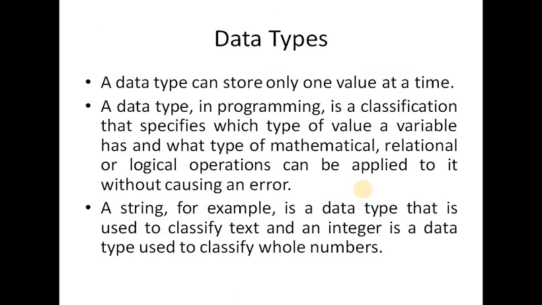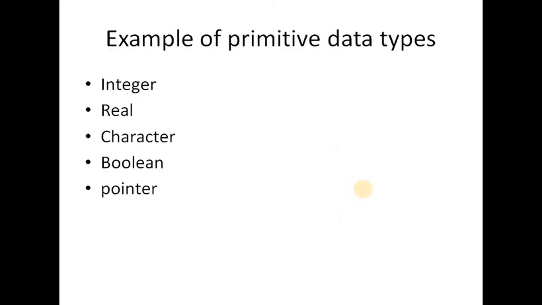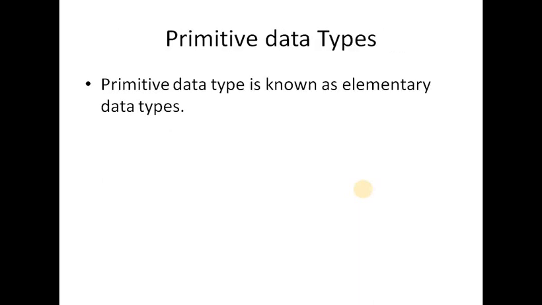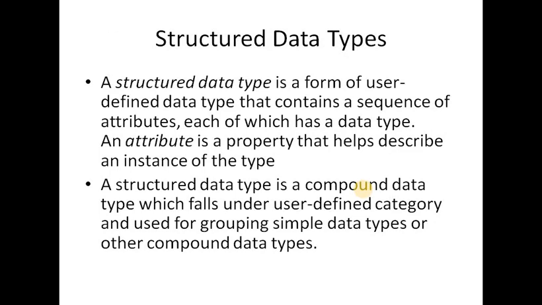So I'm talking about the data type. Again, a data type can store one value at a time. This is the important thing. A data type in programming is a classification that specifies which type of value a variable has and what type of mathematical, relational or logical operation can be applied. These are the descriptions of data types: string, integer, float, character and boolean. We also discussed them in previous slides. Primitive data type is known as an elementary data type. These are the primitive data types: integer, real, character, boolean and pointer.